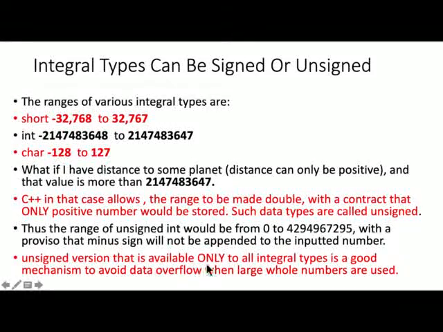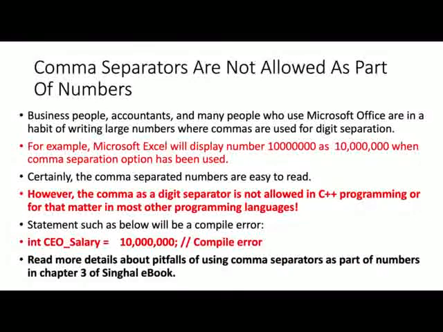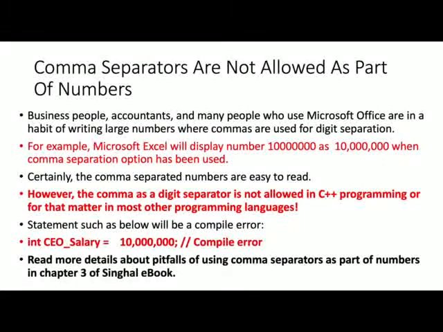The unsigned version, which is available for all integer types, is a good mechanism to avoid data overflow when large whole numbers are used. Okay, so what is data overflow? I'll talk about that in a minute.